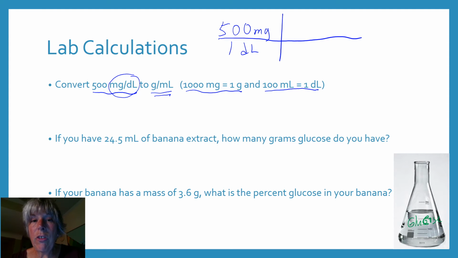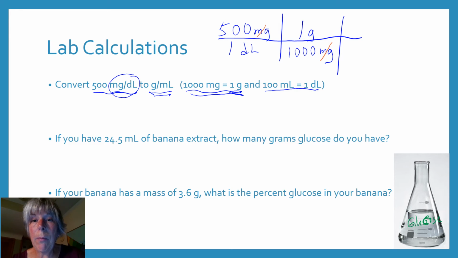Okay, so we want to change our milligrams to grams. Here's our conversion factor. The milligrams has to go on the bottom so that it'll cancel, and that means our 1 gram goes on top. That way our milligrams now cancel. If we stopped here, we'd have grams per deciliter, but that's not what we want. We want grams per milliliter.